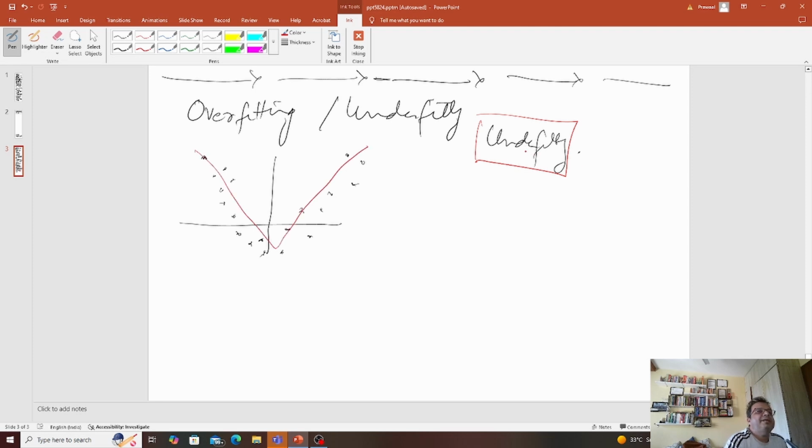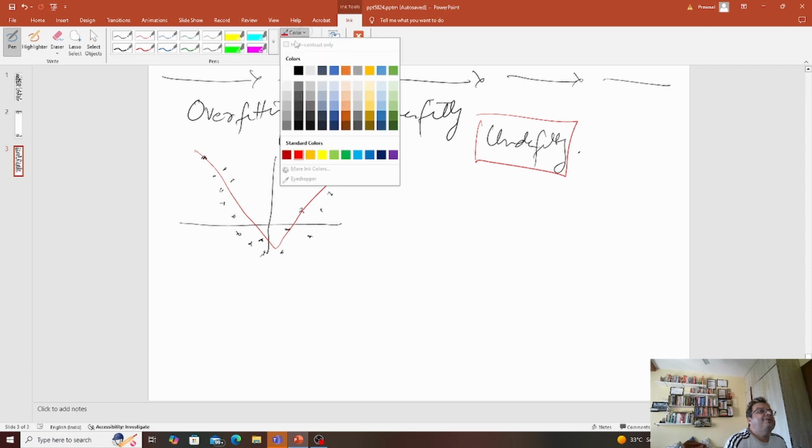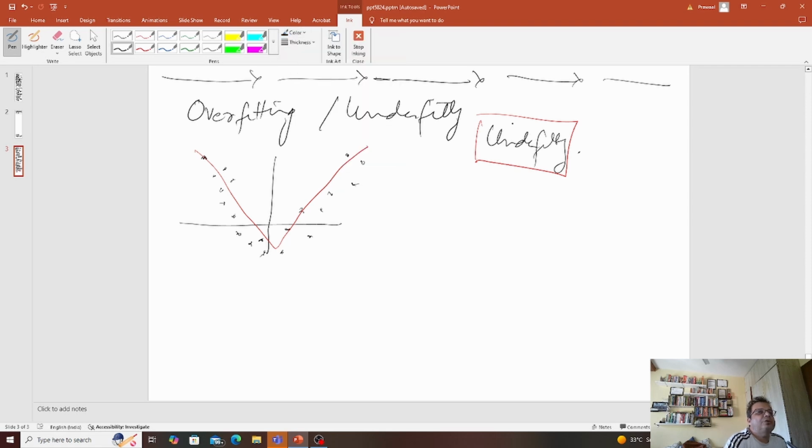Okay, so this is my underfitting. I'm trying to oversimplify the estimates of my data. I'm just trying to say this is kind of a linear thing.